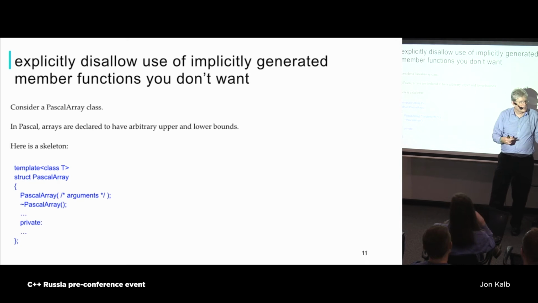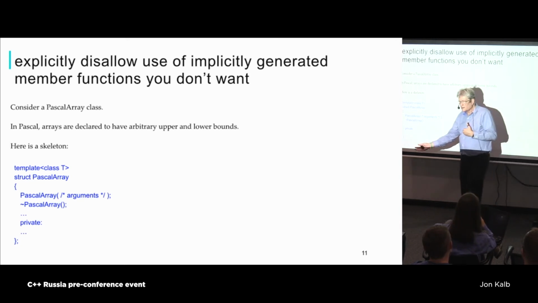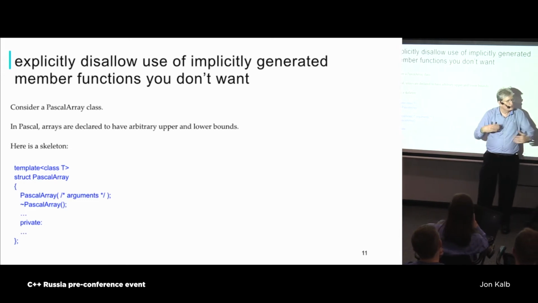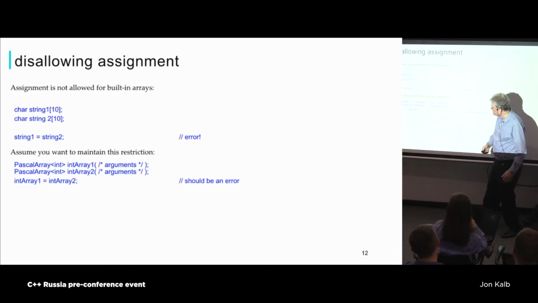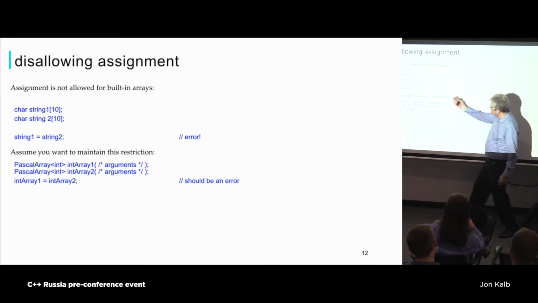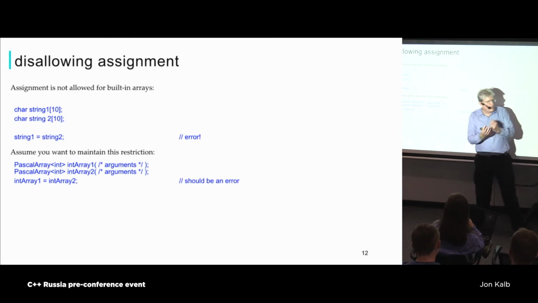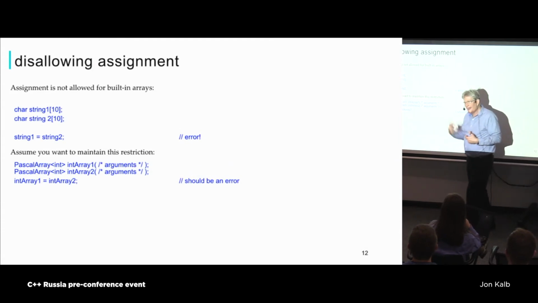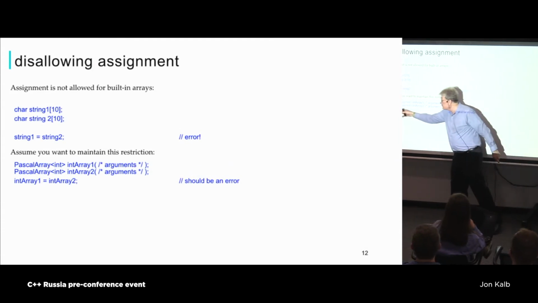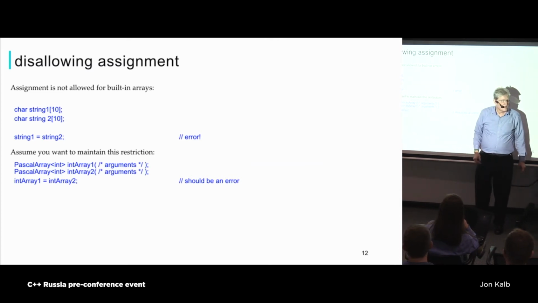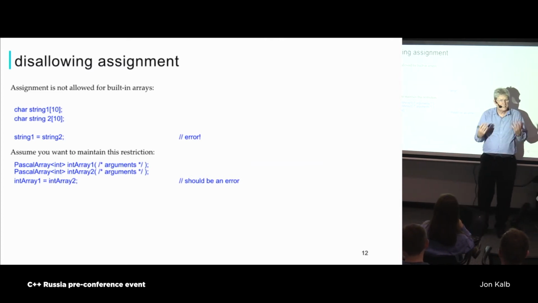In C++, you can have any beginning index you want as long as what you want is 0. But in Pascal, you really can't have whatever you want. So that's what we're going to try to do. We're going to do a Pascal array. Notice, though, if you do a C++ array, we can't assign arrays. So if we want to emulate that with our Pascal array, then we would like to be able to make this not compile.